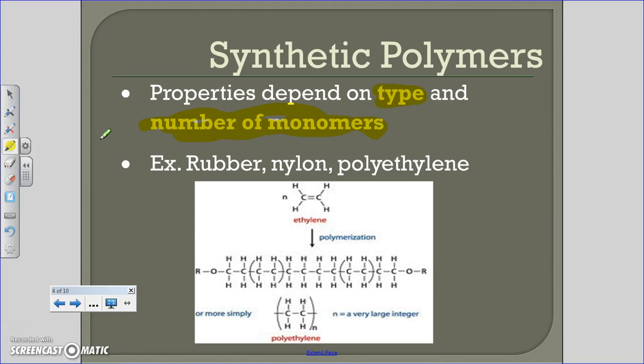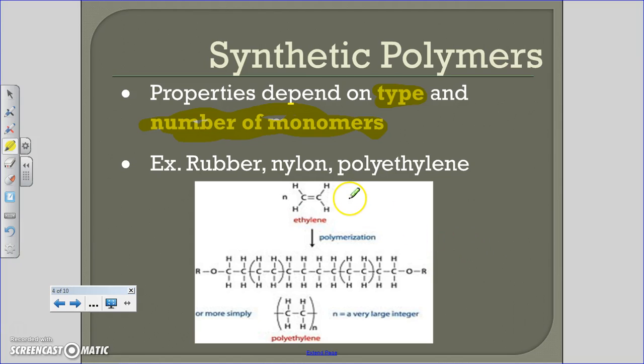Three examples of synthetic polymers are rubber, which we all know, rubber bands or rubber balloons, nylons that women wear, or nylon in backpacks. There's, again, a wide variety of these, and polyethylene. Polyethylene is plastic. This diagram here shows the molecular makeup, basic makeup of polyethylene.